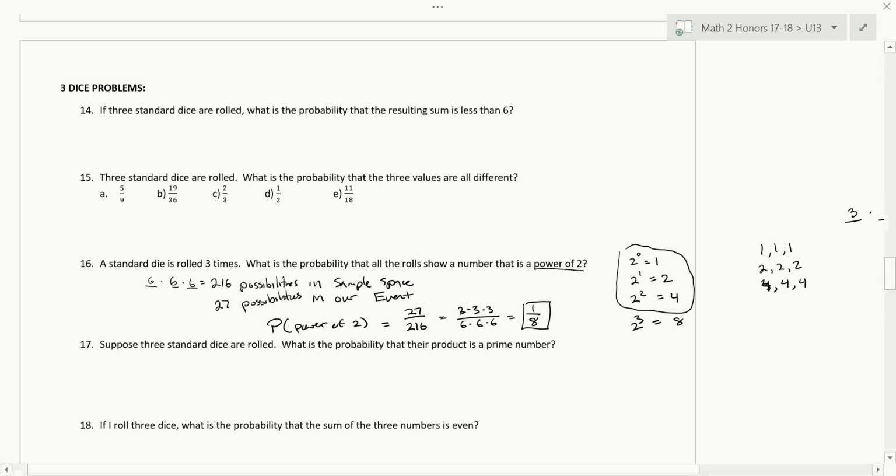In fact, how many possibilities are there? 216, because each die has 6 possibilities, and 6 to the 3rd power would be 216 ways.